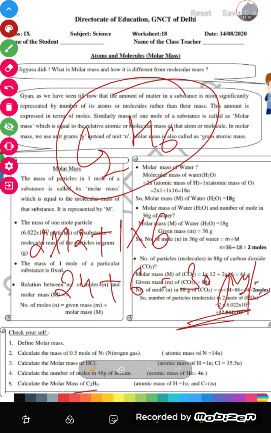Hope you understand it very well. It is very easy to calculate all these.